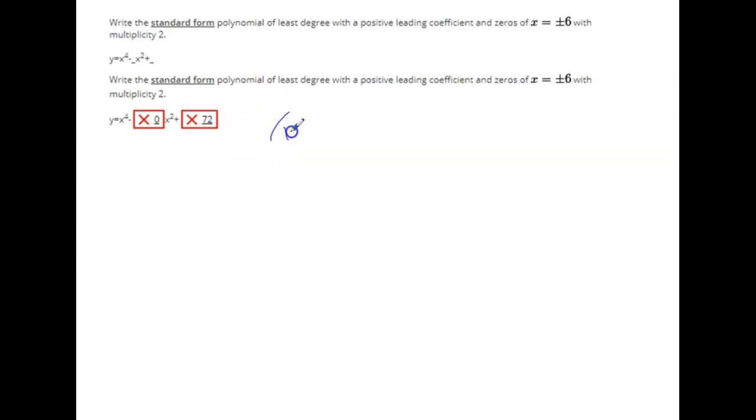So that's a factor of x plus 6 and x minus 6. And each have multiplicity of 2. So each of those is going to be squared. Okay, so now when I go to expand this, I have a difference of squares again, but 2 of them.